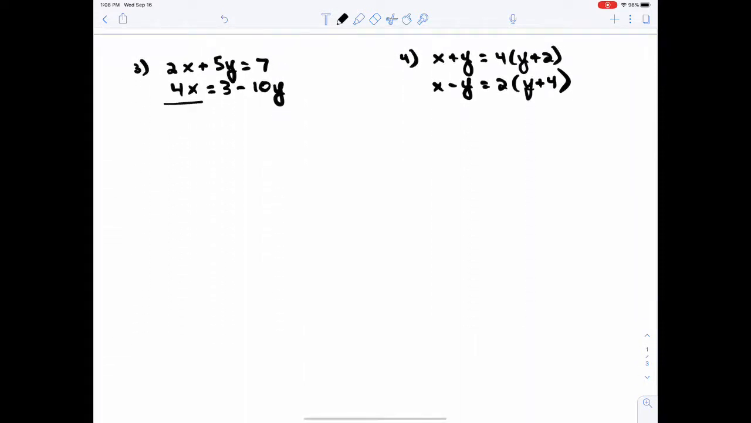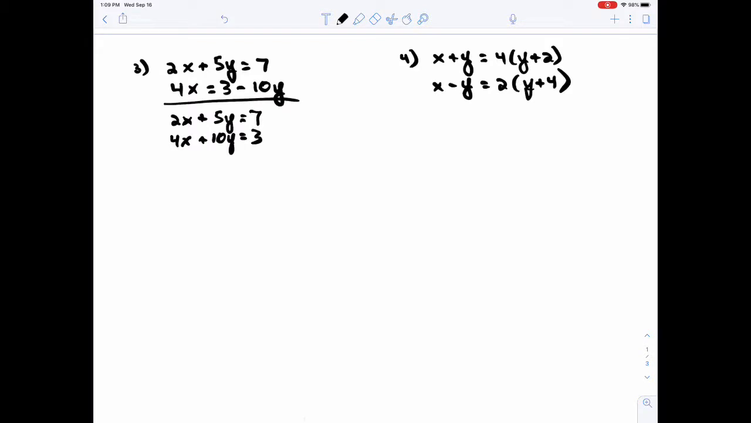Okay, let's put the x and the y's on the same side. So this equation becomes 2x plus 5y equals 7. And I'm going to move the 10 over, so we have 4x plus 10y equals 3. Now, it doesn't matter which one you wanted. The x or the y is about equal here.